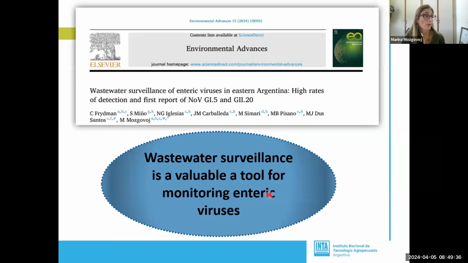Results from this work were published in Environmental Advances this year, and they reinforce wastewater surveillance as a valuable tool for monitoring enteric viruses, also in low-income or low-resources communities.